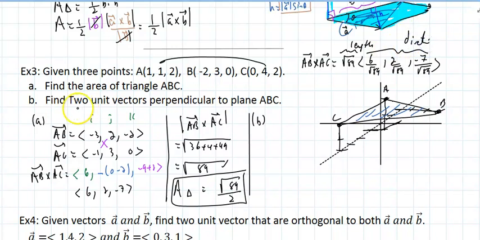And since they want two unit vectors perpendicular to the plane, well, what would that be? Remember, the cross product is orthogonal to both vectors that you used. Well, what's a unit vector? It's right there. 6 over radical 89, 2 over radical 89, and -7 over radical 89. But they said find 2. Well, plus or minus, of course. That's always the case.